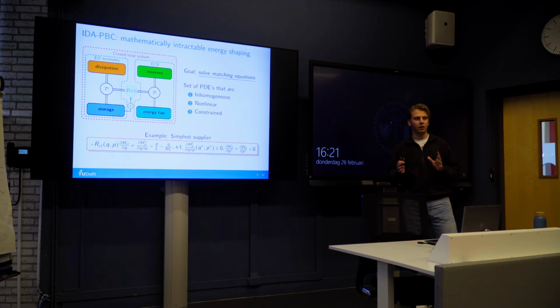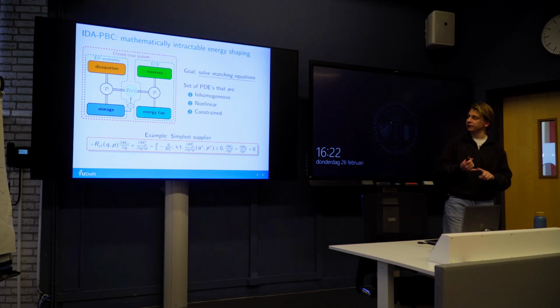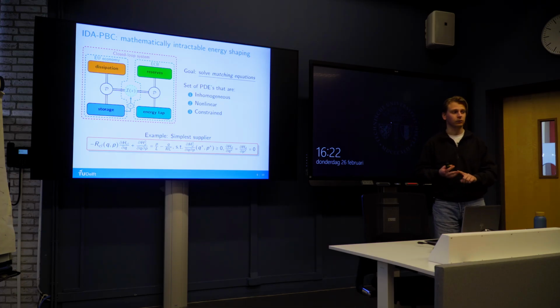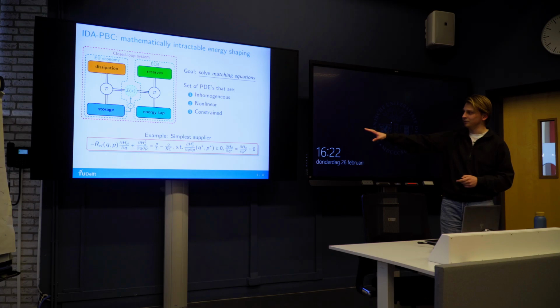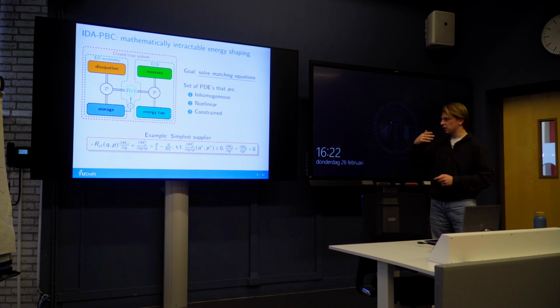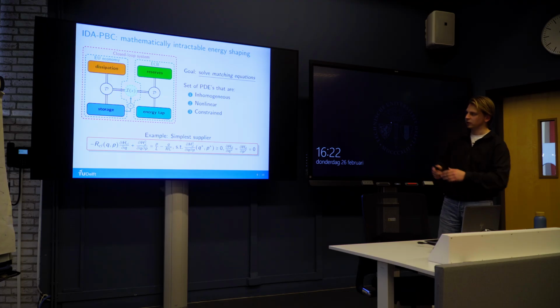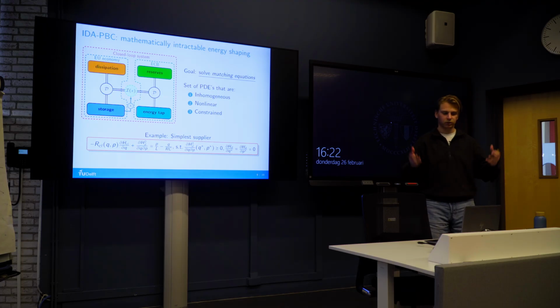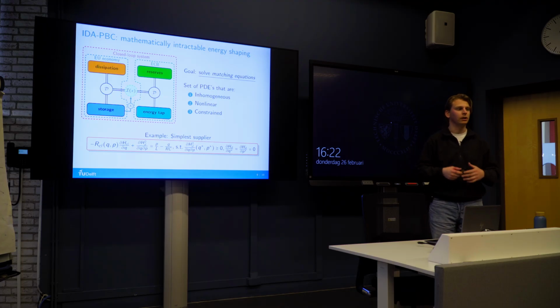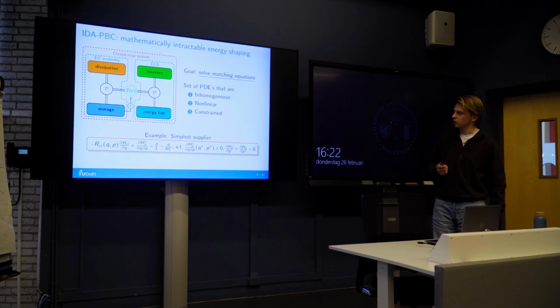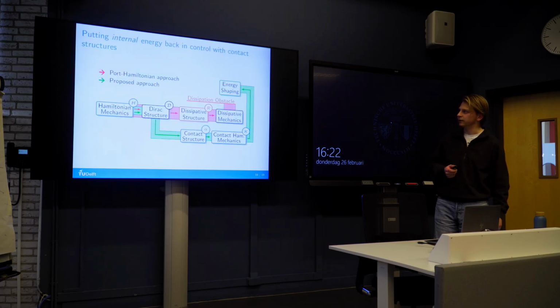And these are a set of partial differential equations that are nonlinear, homogeneous, and constrained. And at the bottom, I gave an example. This is the simplest supply rate that you can make. This is the equation that you have to solve. You cannot even solve this for the simplest system. You have to do some additional assumptions, but in this form, you cannot solve it. So for even moderately sized systems, you can imagine that this is not going to work. So we need to do something fundamentally different.